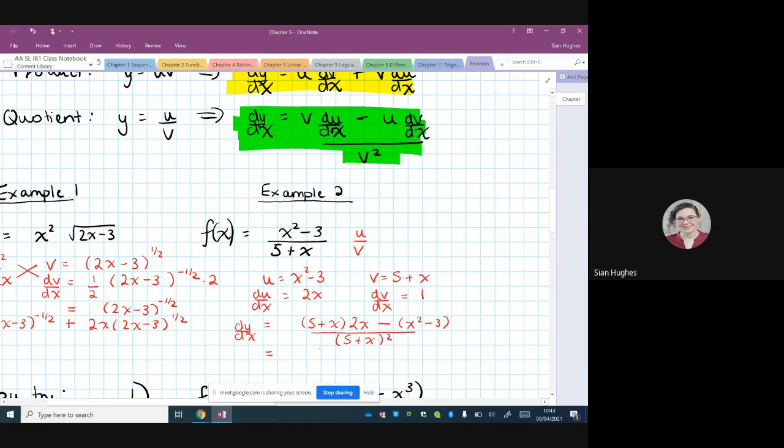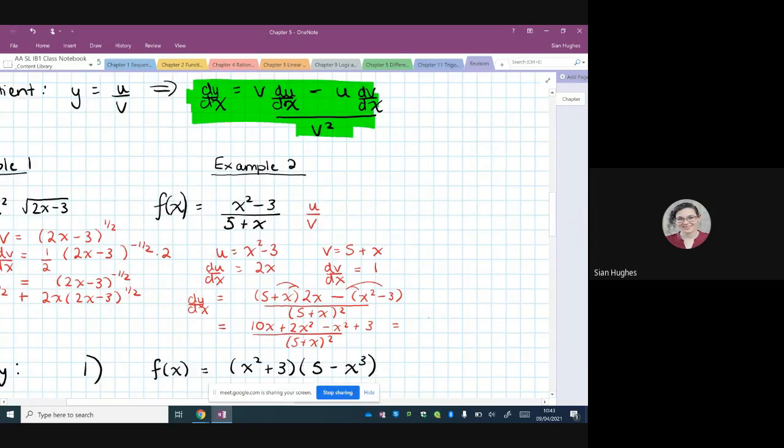So what I would do here is expand the bracket on my numerator: 10x plus 2x squared minus x squared plus 3, all over (5 plus x) squared. And then I can put some like terms together. We're going to get x squared plus 10x plus 3 over (5 plus x) squared. So we've simplified the top a little bit.